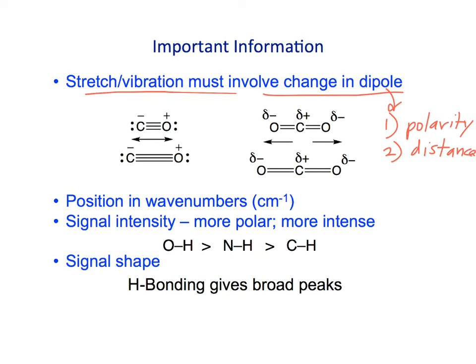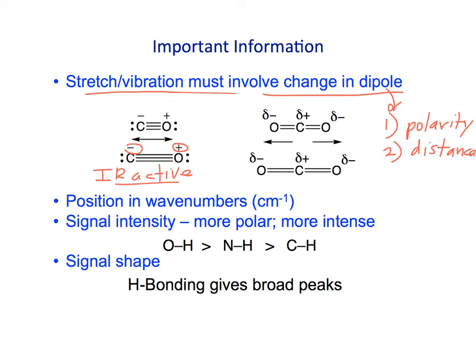So if we take something like carbon monoxide on the left, we have a plus and a minus, and as this bond stretches and contracts like this, the distance between those 2 charges is changing, and so we have a change in dipole. Okay? So we would call this IR active. And it would be a visible stretch within the IR spectrum.